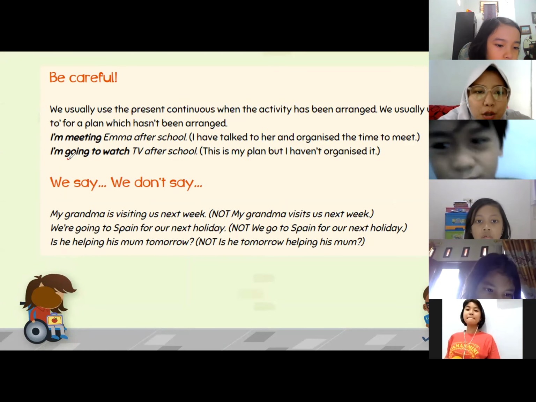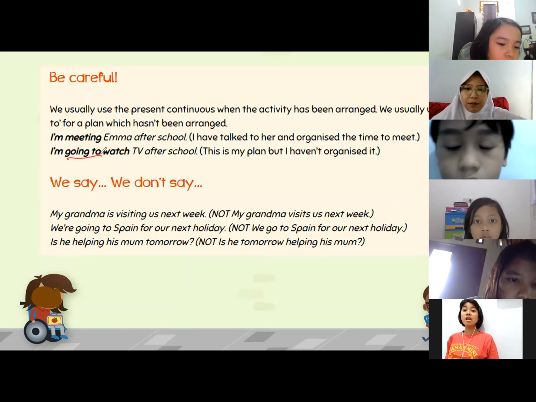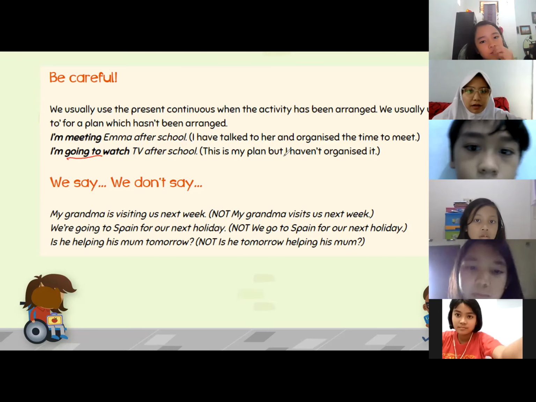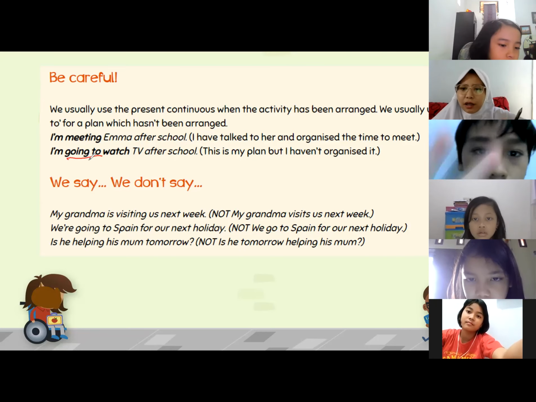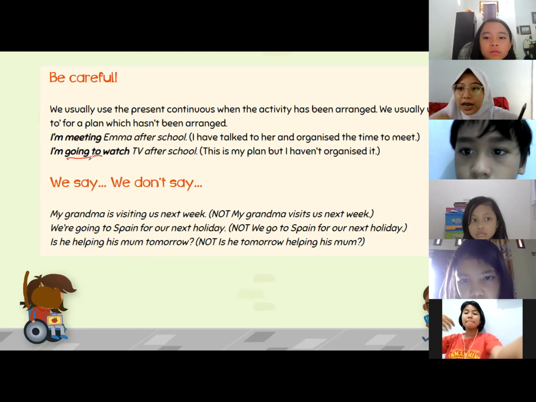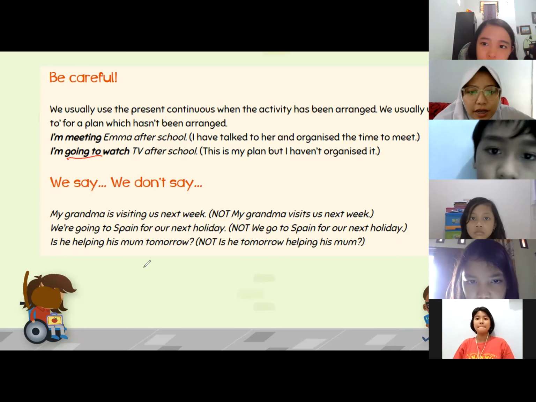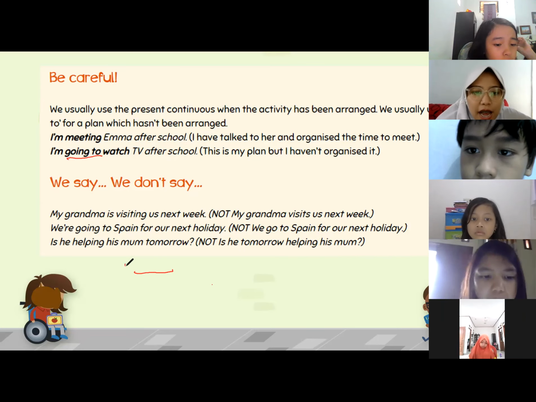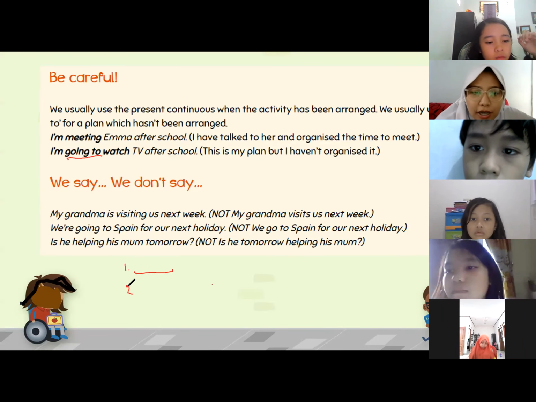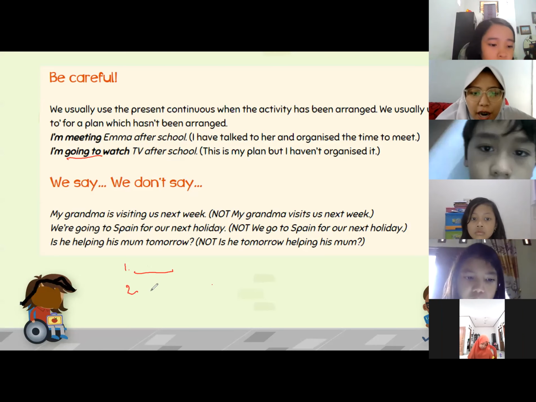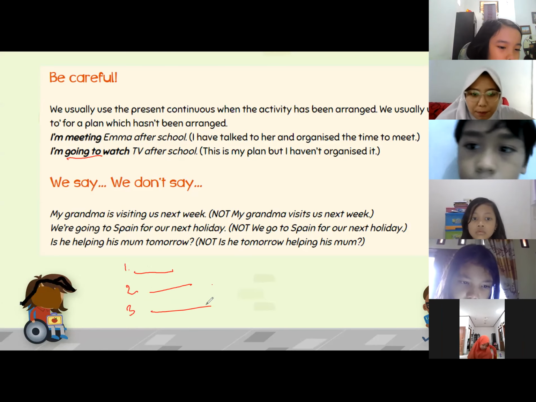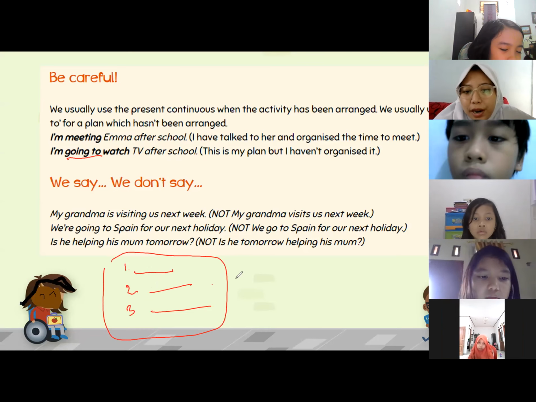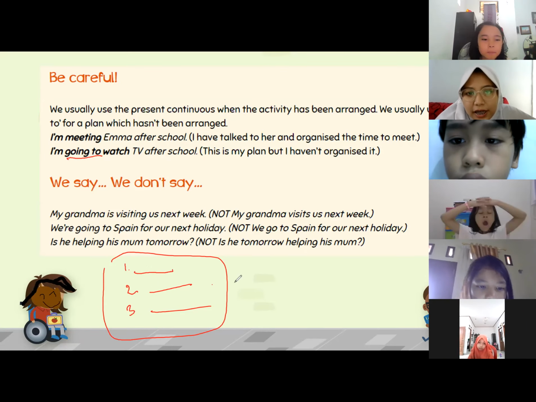So this is how to use going to. Remember, this is the word going to, right? This is my plan, but I haven't organized it. You make a plan to do that, but you don't know if you will do that or not after this. For example, you want to take a bath. This is how to organize your plan, right? I will take a bath, and then after that, I will have lunch. And then after lunch, I will sleep. It means you are ready, right? This is your plan. You prepare and then you organize it.